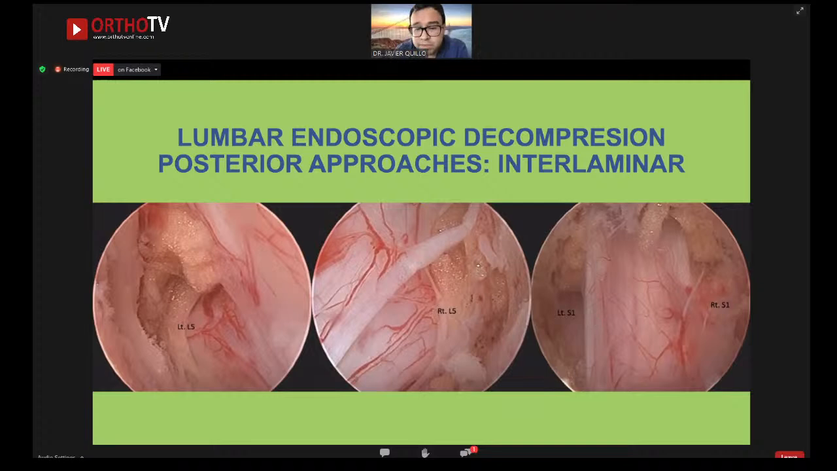But the most important thing is the invasiveness. For example, in this case, we do not destroy or damage the facet joints. We undercut the bone, we make another home for the neural elements. This is the difference from other techniques. We can obtain direct visualization, and we can remodel or undercut the bone and create new spaces.